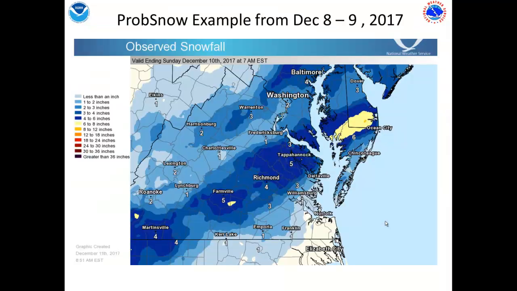So here's an example of how the probabilistic snowfall products performed during the December 8th to 9th snow event, a very, very early season snowfall event that happened in 2017. The map you see here is observed snowfall across the region. It was a very heavy, wet snow. On average, most of central Virginia saw anywhere from 3 to 4 inches. There were a few areas of 5 inches, with over 6 inches over parts of the Maryland Eastern Shore.